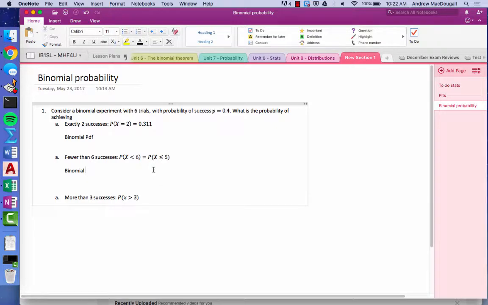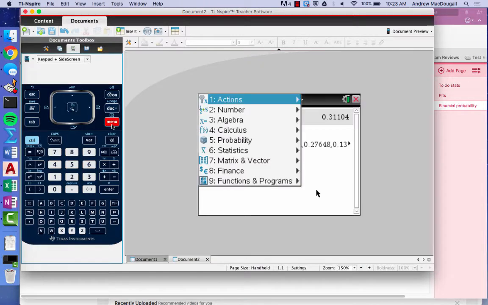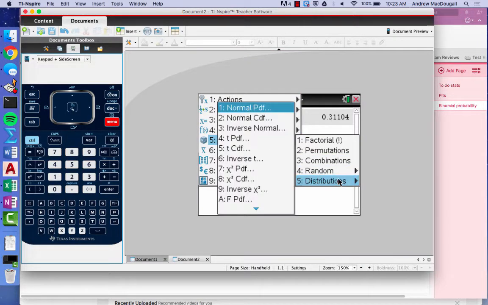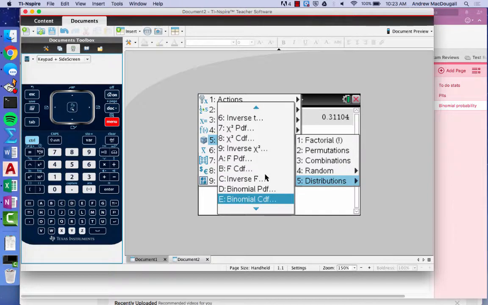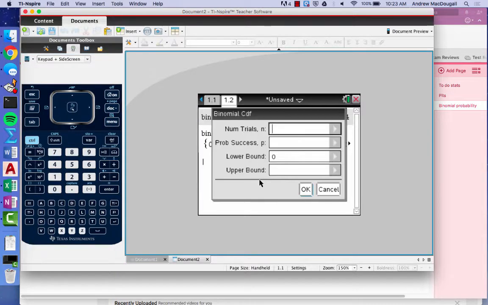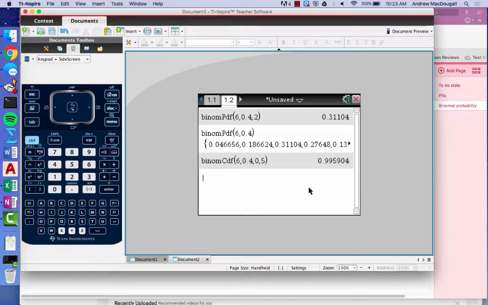And your calculator does have a function that lets you calculate the probability that your random variable is less than or equal to a certain value. That is called binomial CDF, cumulative distribution function. And this works much the same way. Menu, probability, distributions, binomial CDF. So here again, we have 6 trials, probability of success 0.4. Lower bound, so we're actually going from 0 up until 5. And that gives us 0.995.